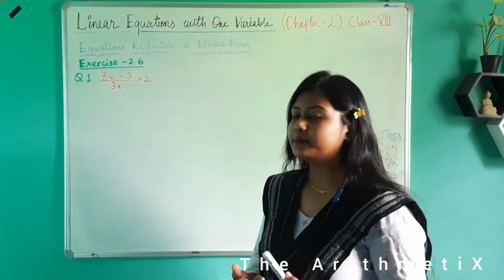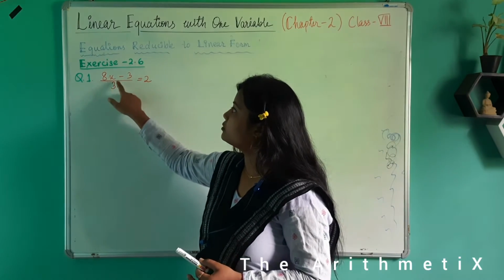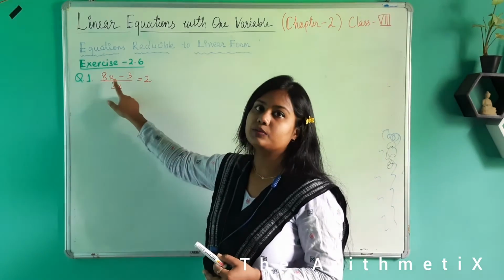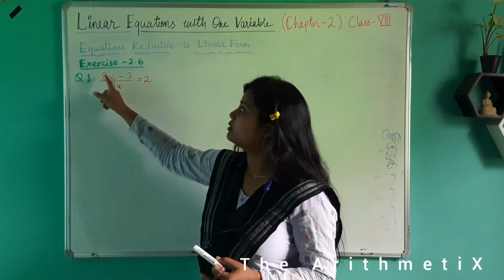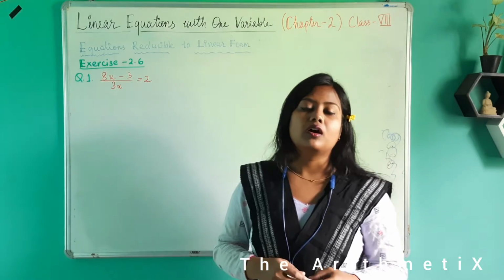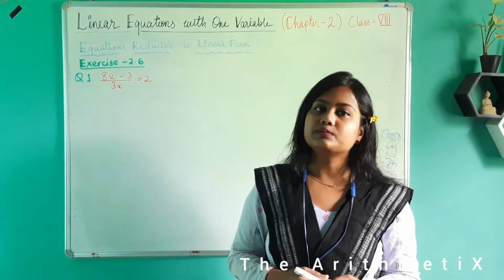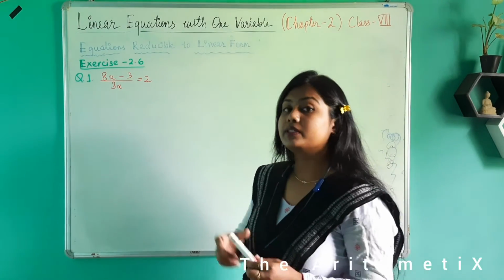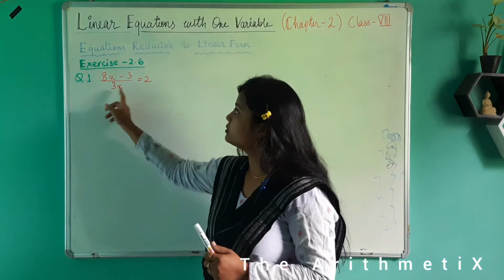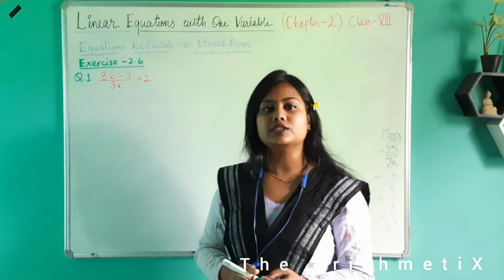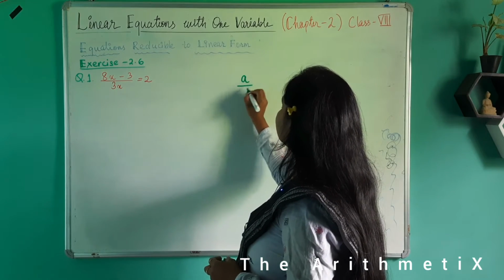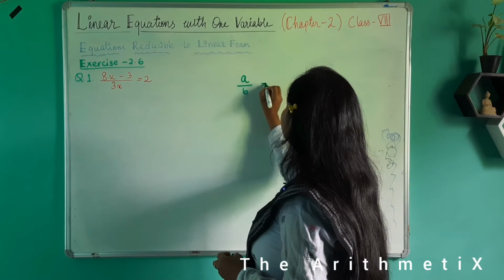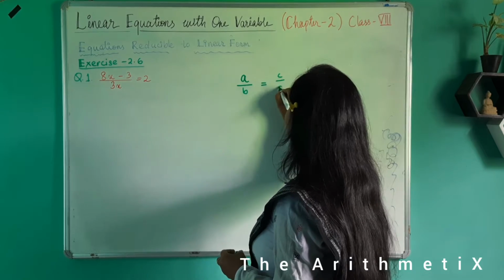We can also simply take out 3x, remove 3x from LHS, then multiply it here, then rearrange the numbers, or we can use the cross multiplication method. But for that method, on both sides, fractions or ratios have to be present. So I am writing it in terms of A upon B and C upon D.